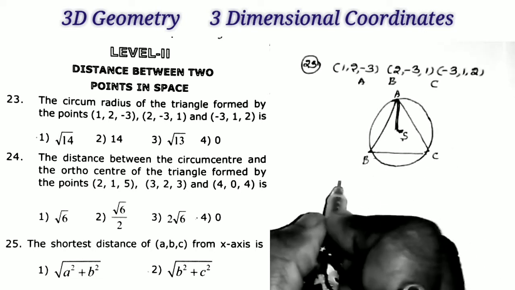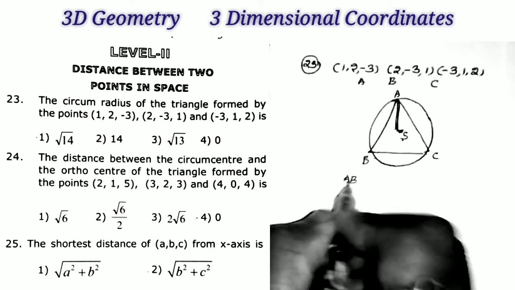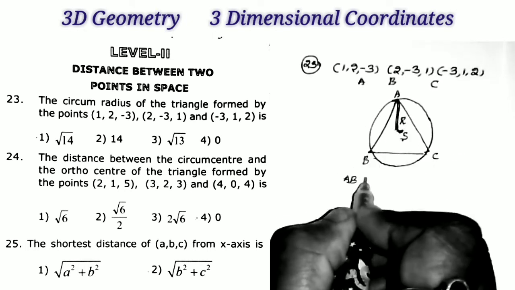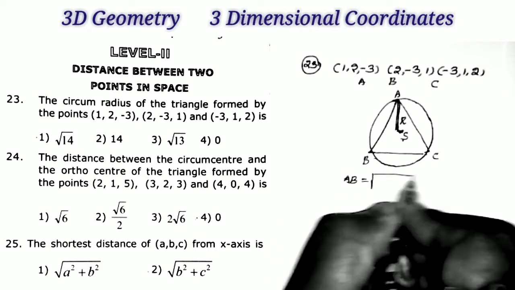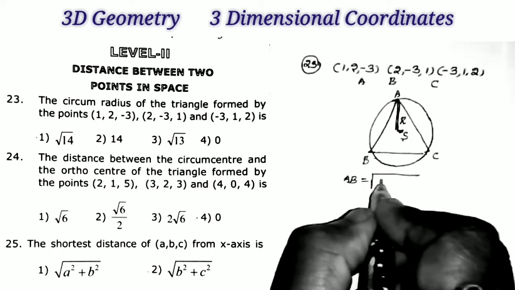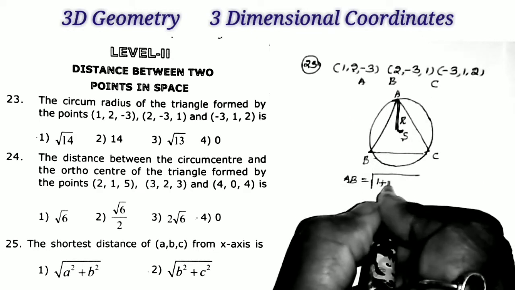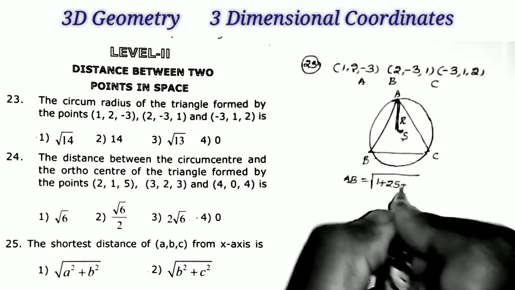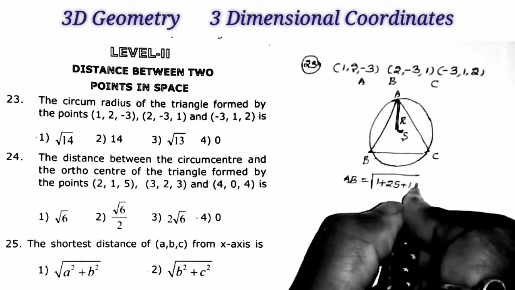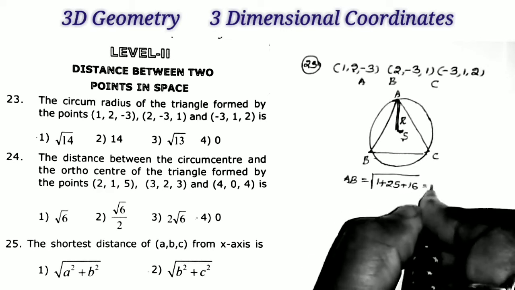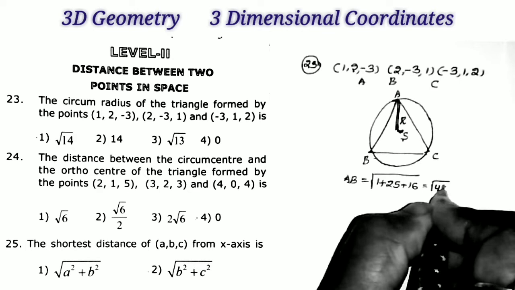Okay. So before finding the circumradius, first of all, I am finding the distances AB, BC, CA. What is the AB distance? (1 minus 2) whole square, that is 1. (2 plus 3) whole square, 5 square, that is 25. (-3 minus 1) whole square, that is 16. So this value is equal to root 42.